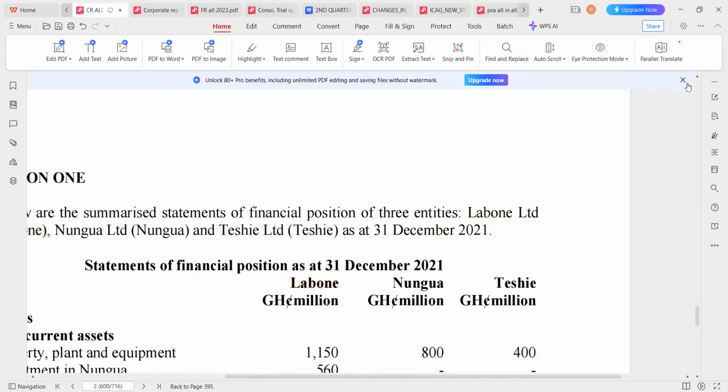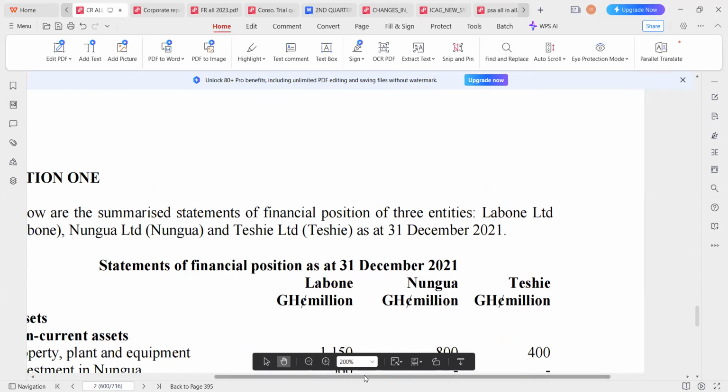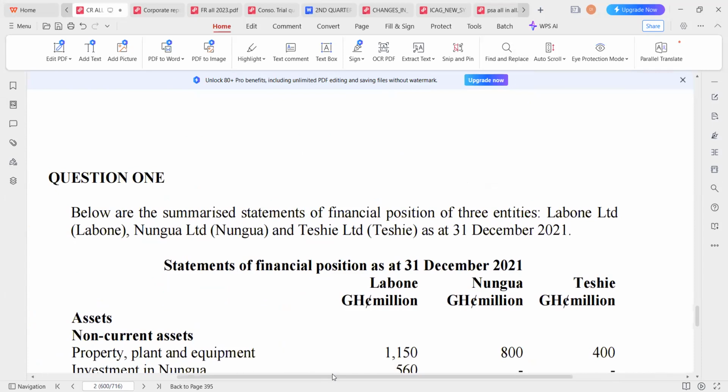It's a step disposal with balance sheets. So below is a summarized statement of financial position with three entities: Laboni, Nungwa, and Teshi.